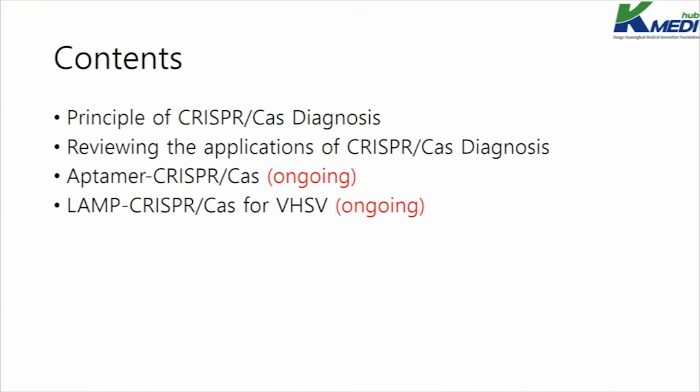This is the contents. Firstly, I'm going to talk about the principle of CRISPR and CRISPR-Cas diagnosis. And I will review some applications of CRISPR-Cas diagnosis. And my recent data about Aptamer CRISPR-Cas and LAMP CRISPR-Cas for VHSV, my target, will be discussed. These two ongoing topics are not finished yet, so please understand that some part of the data is a little bit hidden in the slide.